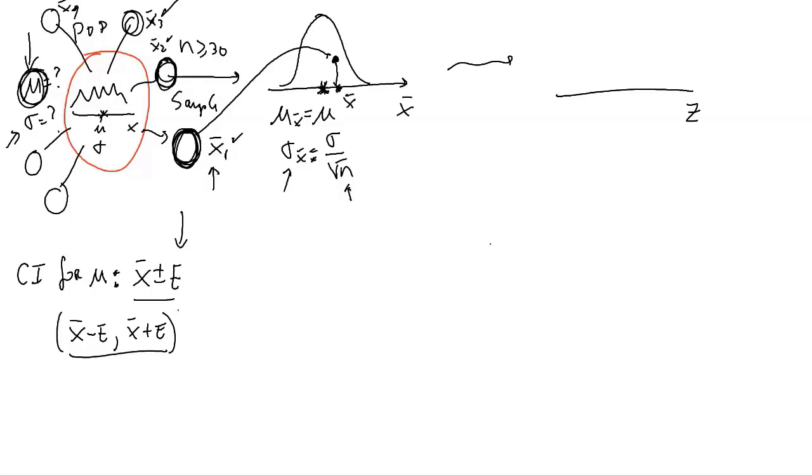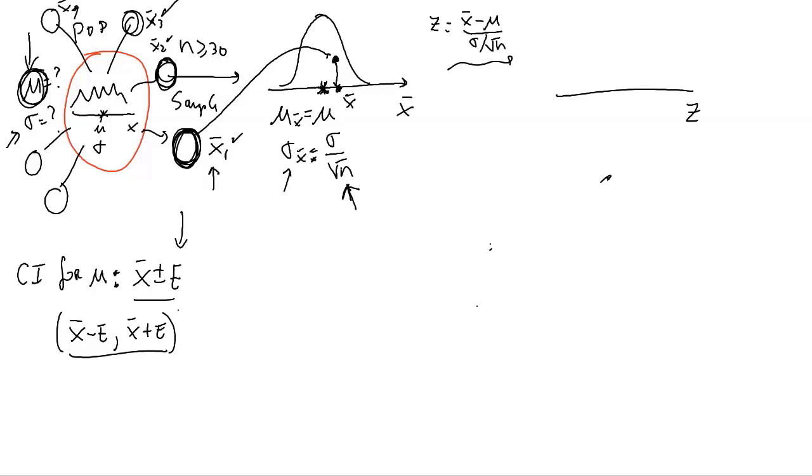How can we obtain the Z-score of this sample mean? How far away is this value from the center? It is given by this formula. X bar minus the center of this distribution, which is the true parameter. And what is the standard deviation of this distribution? It is this one, sigma over the square root of n.